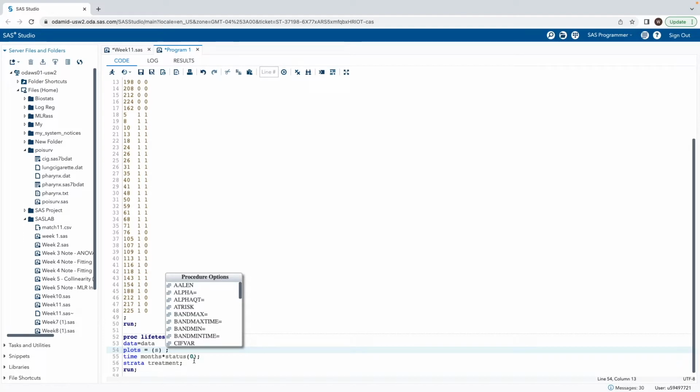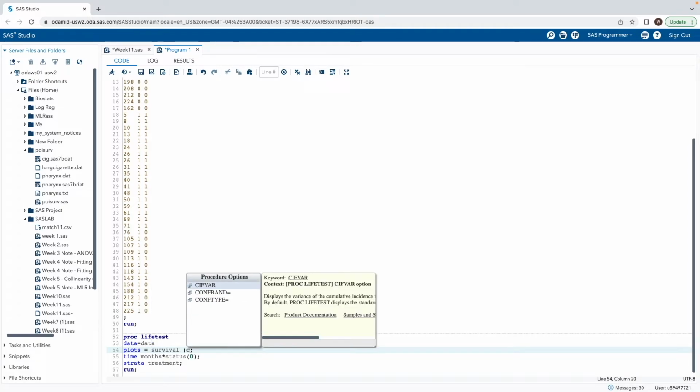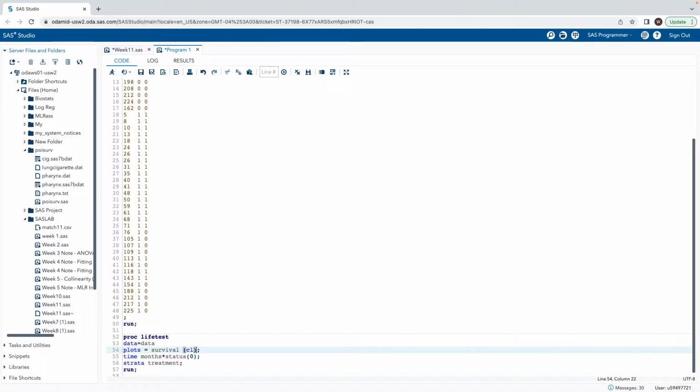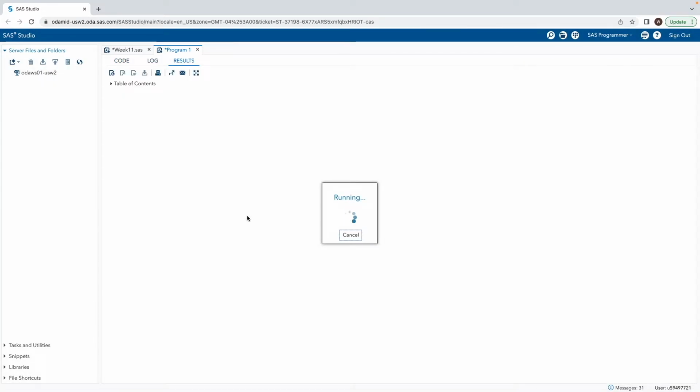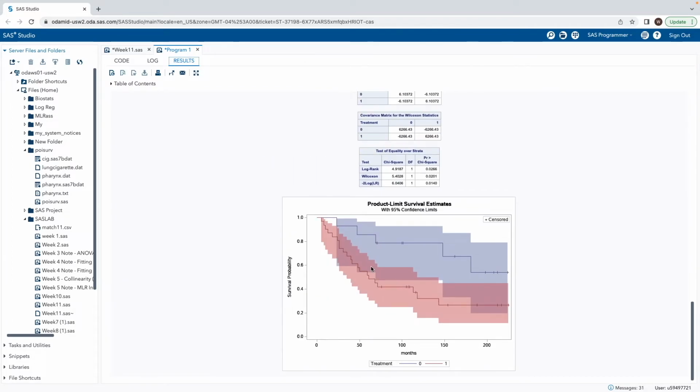You're able to ask SAS for, I think, yeah, you can ask for confidence limits around your Kaplan-Meier. And that can help you differentiate whether the two groups differ significantly.